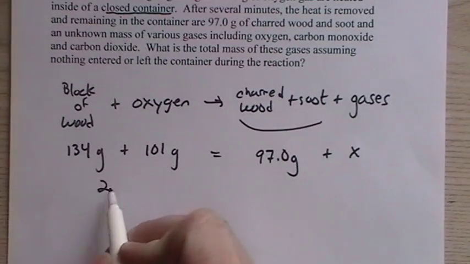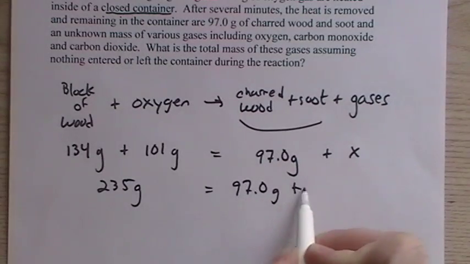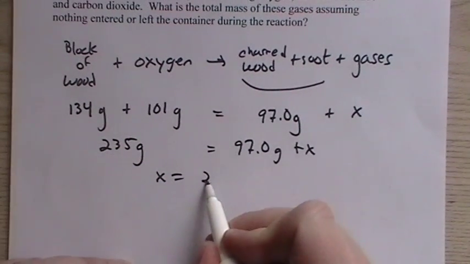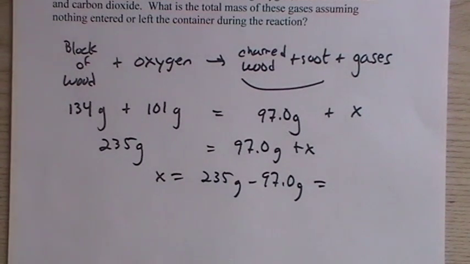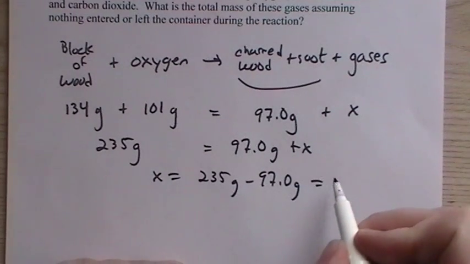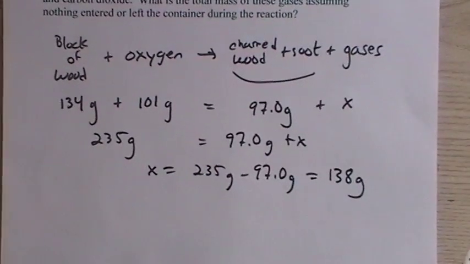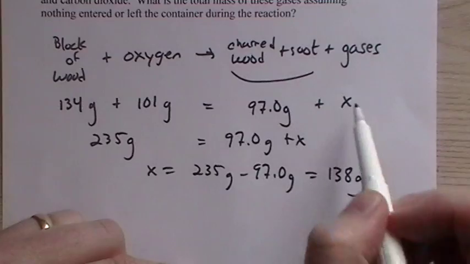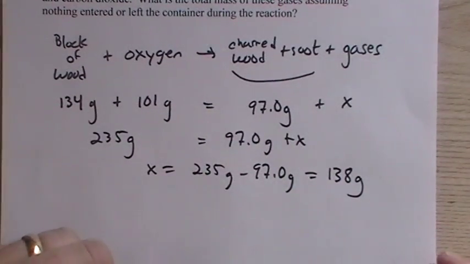So on this side it would be 235 grams, equals 97 grams plus X. So X is just 235 grams minus 97 grams, and we have 138 grams for the gases. So applying the law of conservation of mass, we're given everything except for one species, and we can solve for it. That's what's going to happen in all of these types of problems.